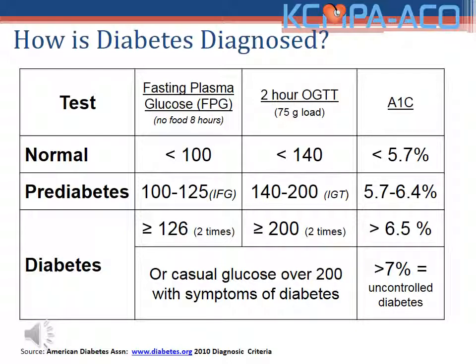Fasting blood glucose of less than 100 is normal, between 100 and 125 is prediabetes, and 126 or above is diabetes. A 2-hour glucose tolerance test of less than 140 is normal, 140 to 200 is prediabetes, and above 200 is diabetes. An A1C test of less than 5.7 is normal, between 5.7 and 6.4 is prediabetes, and 6.5 or above is diabetes. A random blood sugar over 200 with symptoms is also considered a diagnosis of diabetes.